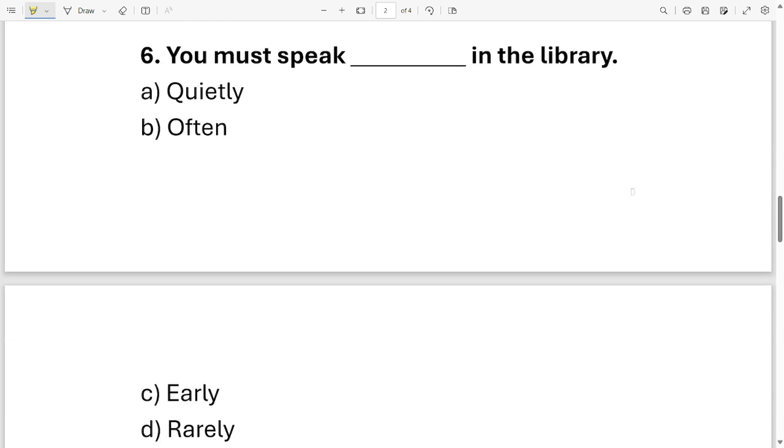Question number 6 says, you must speak dash in the library. Now, options are quietly, often, early, rarely. Which word should I put in this blank out of these 4 options? It is option A, quietly. You must speak quietly in the library.